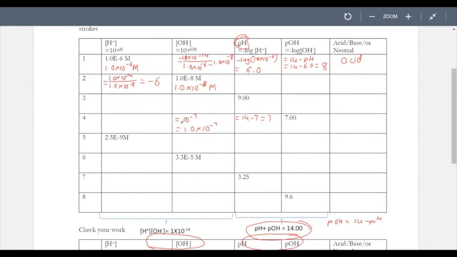And if you know this, that's going to be 1.0 times 10 to the negative 14th divided by 1.0 times 10 to the negative 7, and it's going to be 7. Okay, so then this one will be neutral, right? This is neutral. Yes.